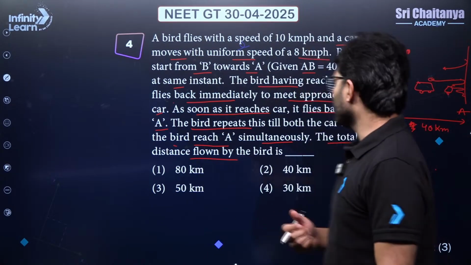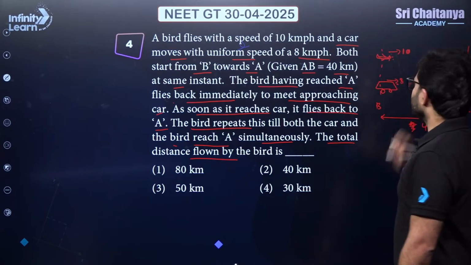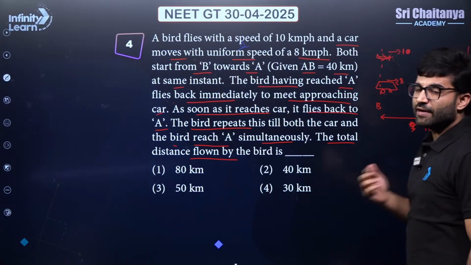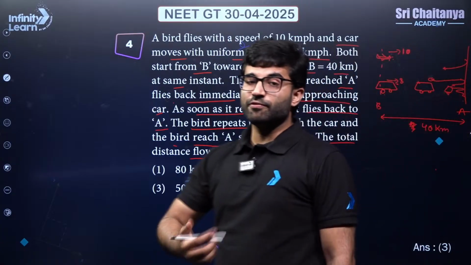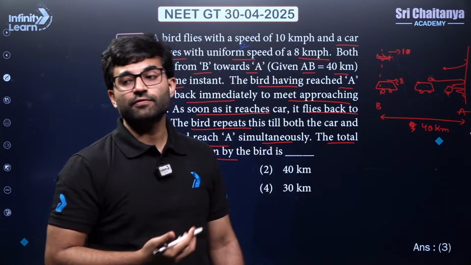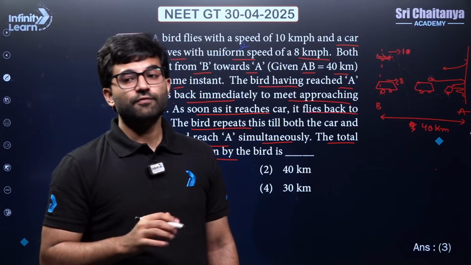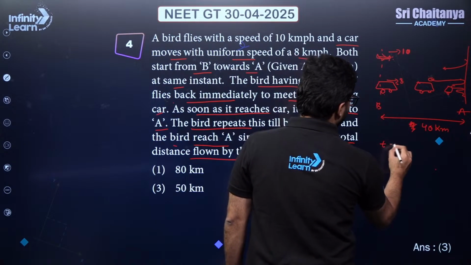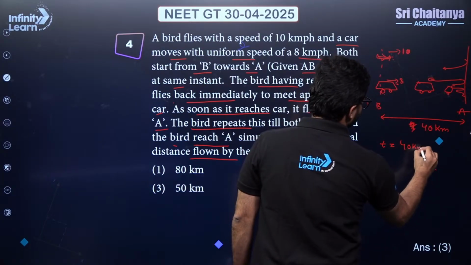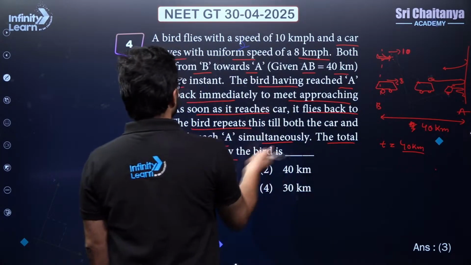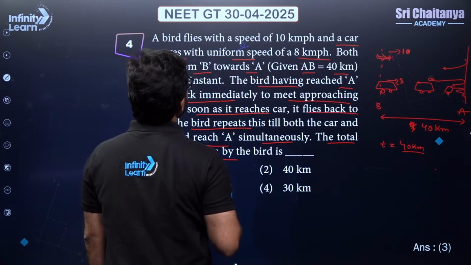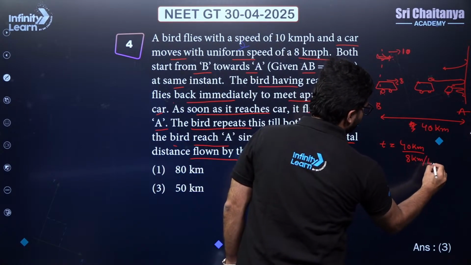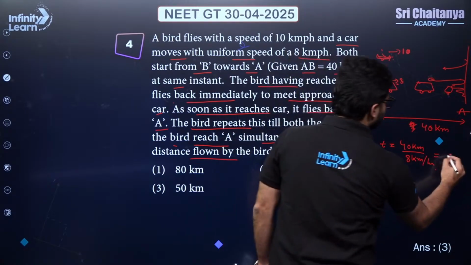Why? How can I calculate that? Because I know that this is 8 kilometers per hour and this car is moving from B to A. And if I calculate that time of car moving from B to A, I will get the total time for which the bird has flown, right? So let us do that. So what is the time? Time would be 40 kilometers divided by the speed. What is the speed of this car? That is 8 kilometers per hour, right? So 40 by 8 kilometers per hour, which is giving me 5 hours.